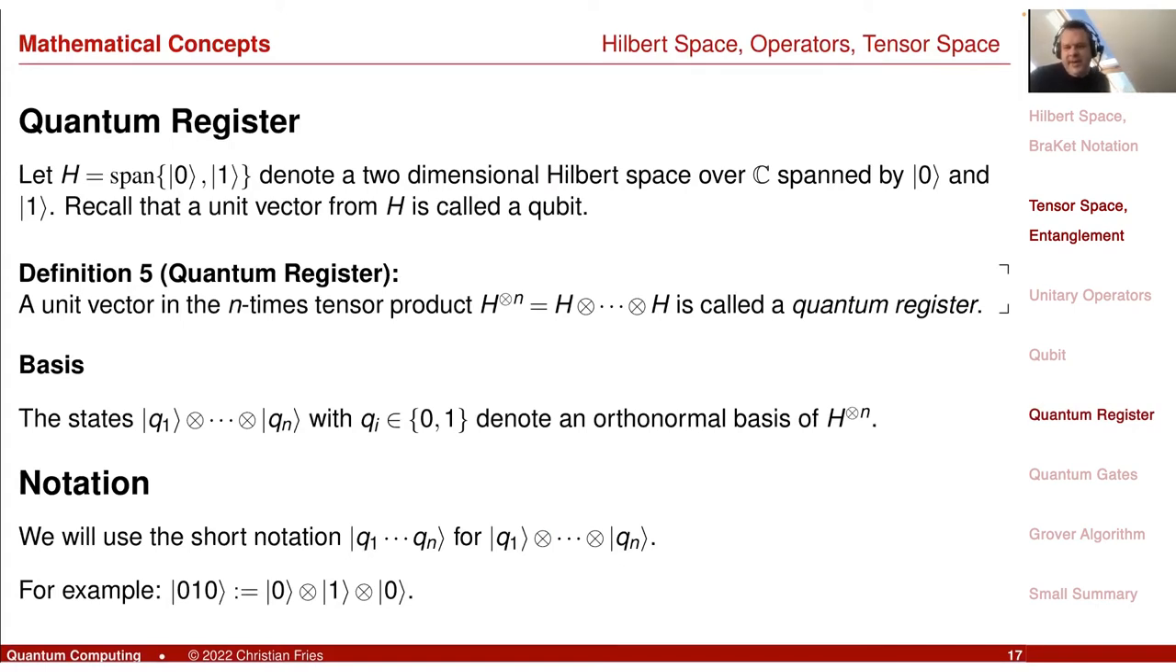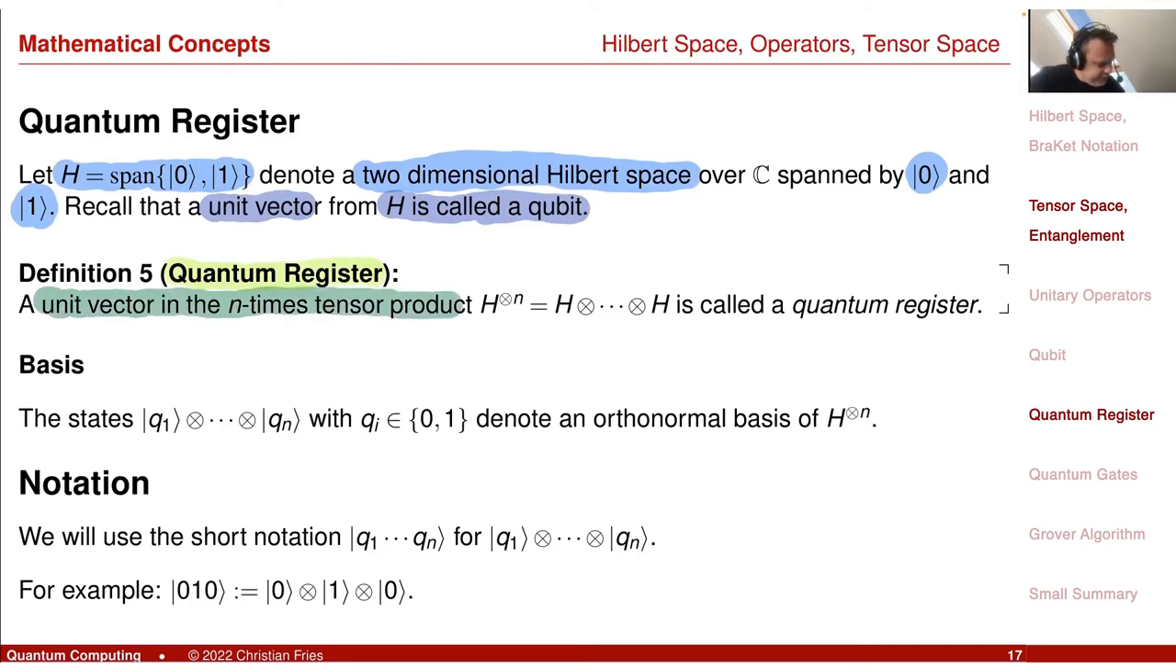Before we look at this, let me add the next definition that links to quantum computing, a quantum register. A quantum register is a unit vector from the tensor space created by the qubits. We have our simple two-dimensional Hilbert space here, and I call the basis vectors ket 0, ket 1. Recall that a unit vector from this space is called a qubit. Now we define a quantum register as being a unit vector from the n times tensor product, H tensor product H, and so on. This is called a quantum register.